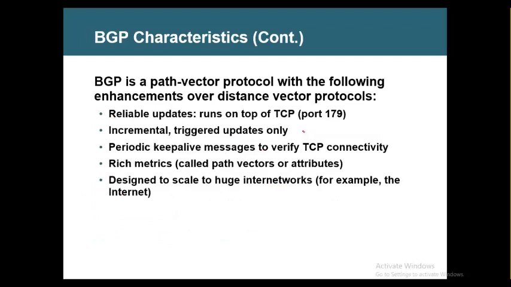BGP is a TCP-based routing protocol, the only TCP-based routing protocol. And the reserved port number for BGP is 179. Whenever a change happens, the change is sent as a triggered update immediately and also as an incremental update, meaning only the changes will get attached. Every 60 seconds, keepalives are sent periodically to maintain the neighborship with those neighbors which are already established. As I said earlier, BGP has a rich metric called attributes. And BGP, by design, supports a very huge internetwork.